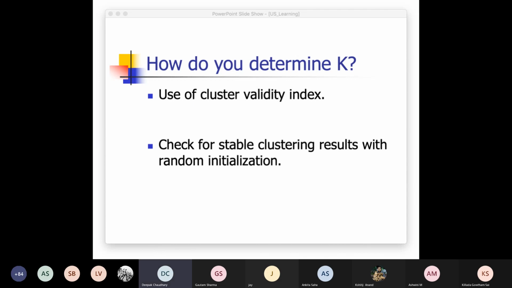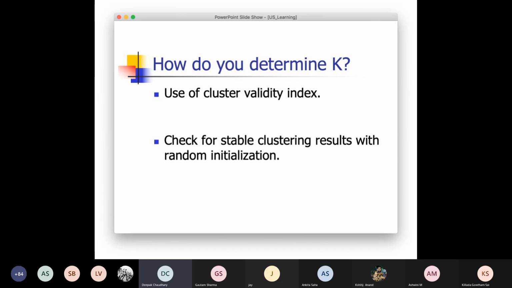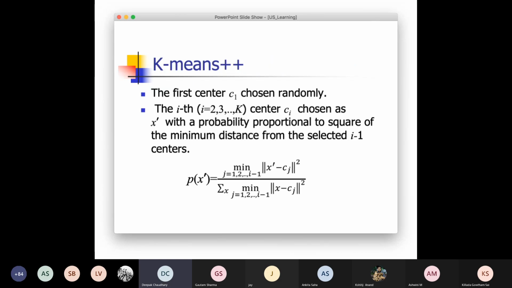Sir, I have a doubt in k-means plus plus. I do not understand how to take the next center, the next mean value. According to the probability we are finding the next center, but how are we finding it?